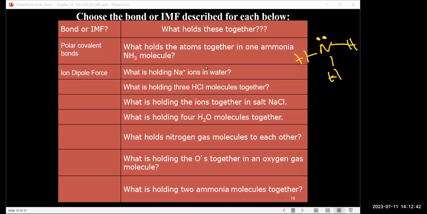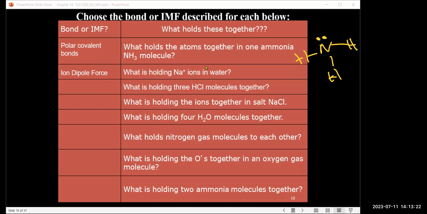What is holding three HCl molecules together? Now we're looking at the forces holding three of them together, so we're looking at intermolecular forces. We have to define HCl. HCl is a polar molecule. So being a polar molecule, we can eliminate London dispersion forces as being involved here. And since we're not dealing with any ions, we can eliminate the ion dipole force. So what's left is a dipole force or a hydrogen bridging force.